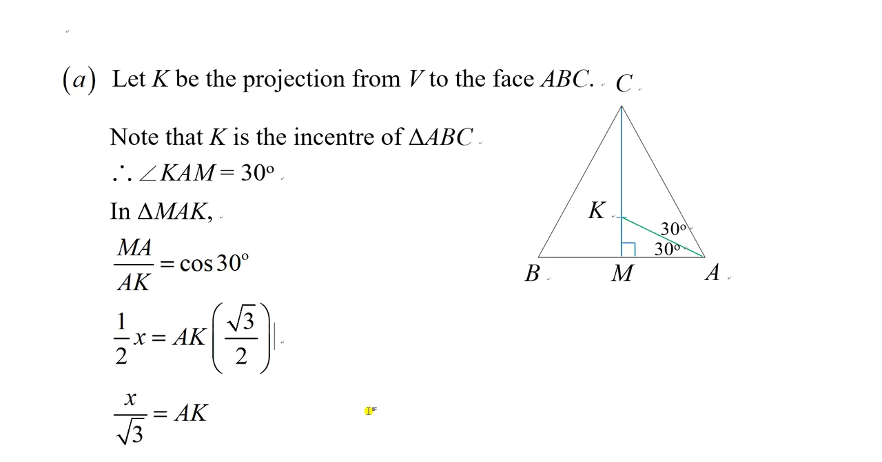MA would be 1 over 2 times x, because AB is x cm, so M is the midpoint of AB, so MA would be 1 over 2 x. That equals AK times cosine 30 degrees. Cosine 30 degrees is square root 3 over 2. So x would become AK times root 3. And therefore AK is equal to x over root 3.